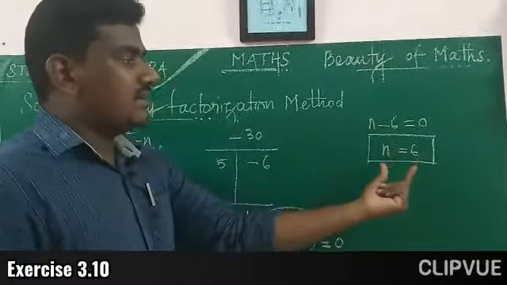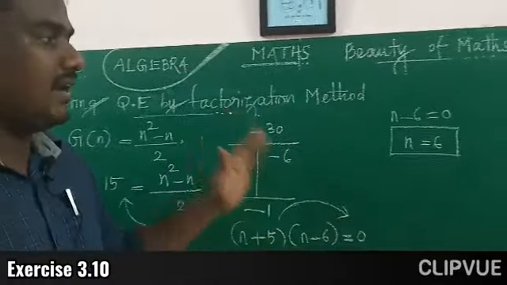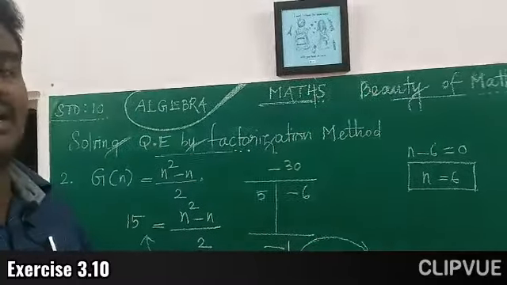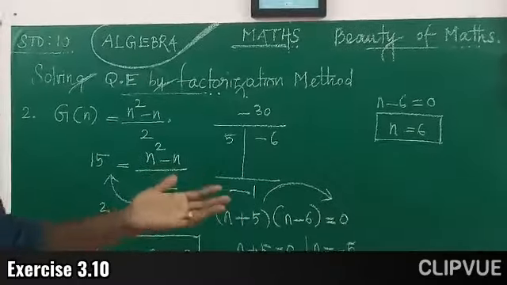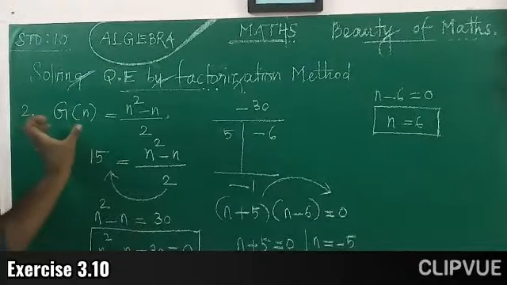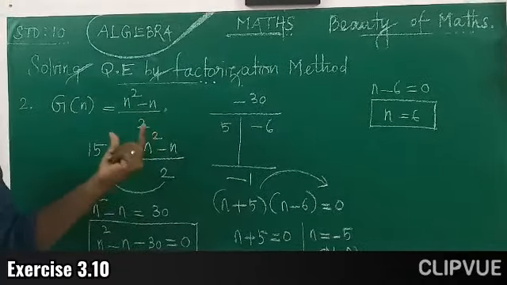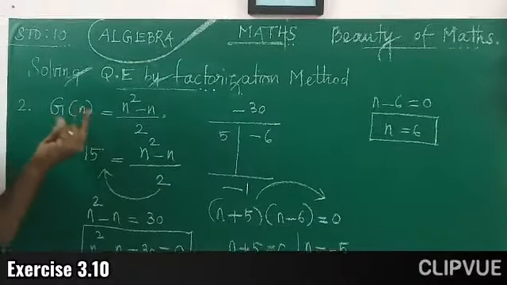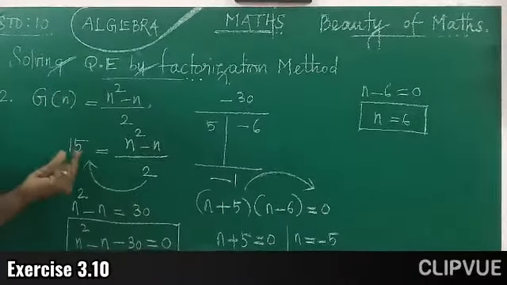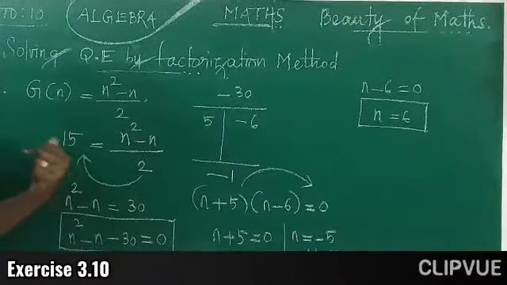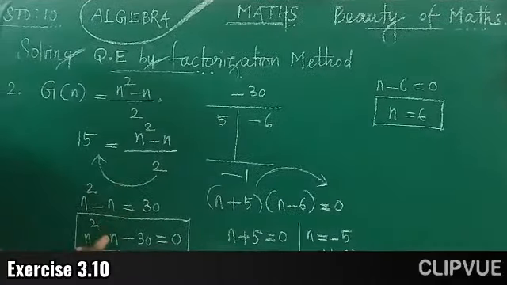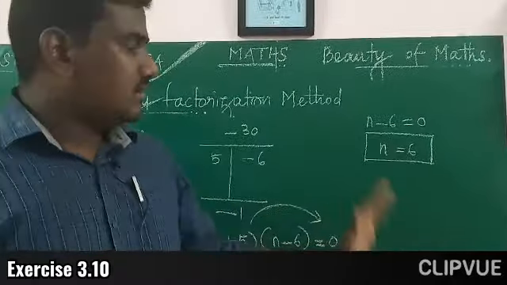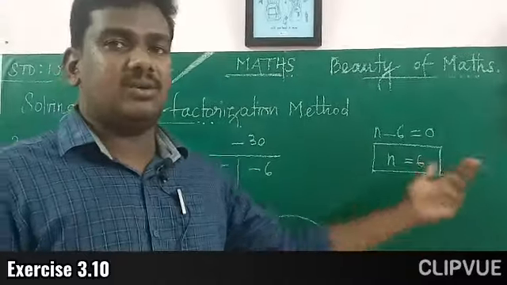What is this 6? How many teams are there in the league? That is the question, so the answer is 6. There are 6 teams in the league. This is a very easy concept. G of n is equal to n square minus n divided by 2, the general term, and g of n is the total number of games, which is 15. If we equate this, we get the quadratic equation, and after finding the factors we get the result. So the total number of teams in the league is 6.